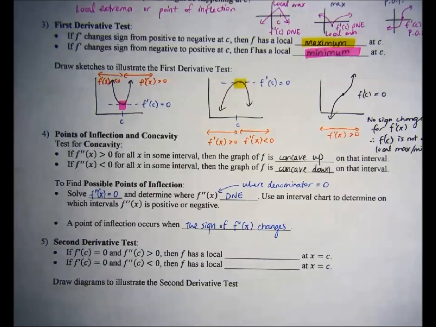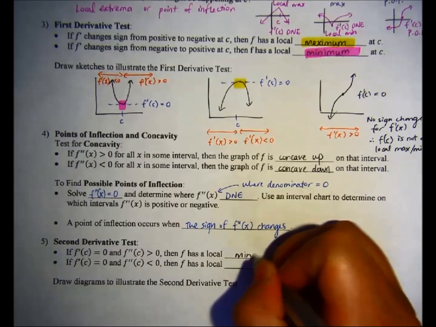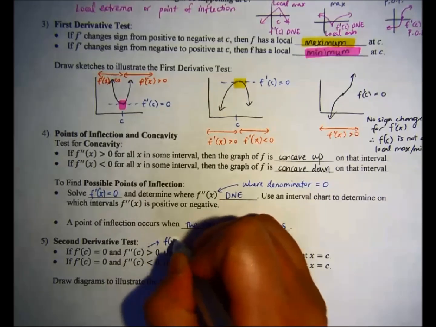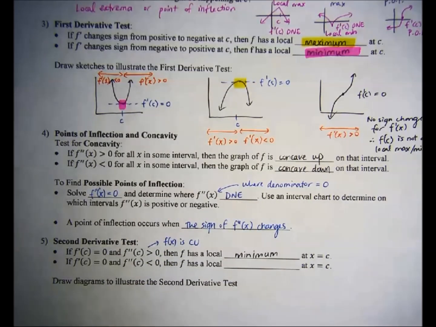Okay. Last but not least, the second derivative test. If the first derivative at x equals c is equal to 0 and the second derivative is positive, then that means that you have a local minimum at x equals c, because this means that the function is concave up. Okay, so concave up and a critical point, we're going to have a local minimum. If the function is concave down on that interval and the derivative at the x value is equal to 0, then we're going to have a local maximum at x equals c.